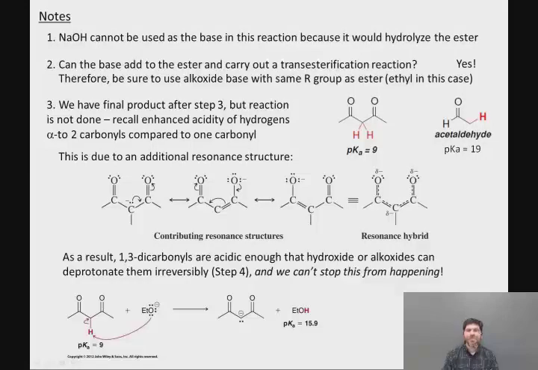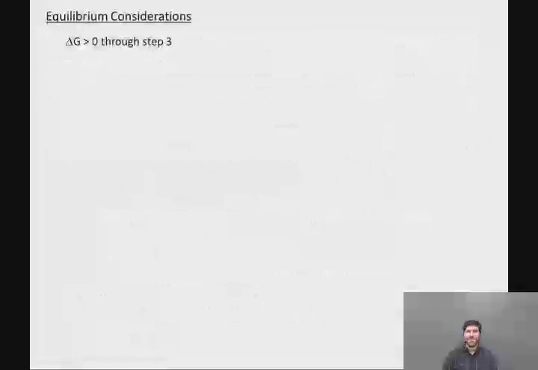So as a result, because the pKa is so low, 1,3-dicarbonyls are acidic enough that hydroxide or alkoxides can deprotonate them irreversibly, which is step 4 of this reaction. Irreversibly, this is not an equilibrium step, single arrow, and we can't stop this from happening. That's why we need the extra acidic workup step in order to get the neutral product.